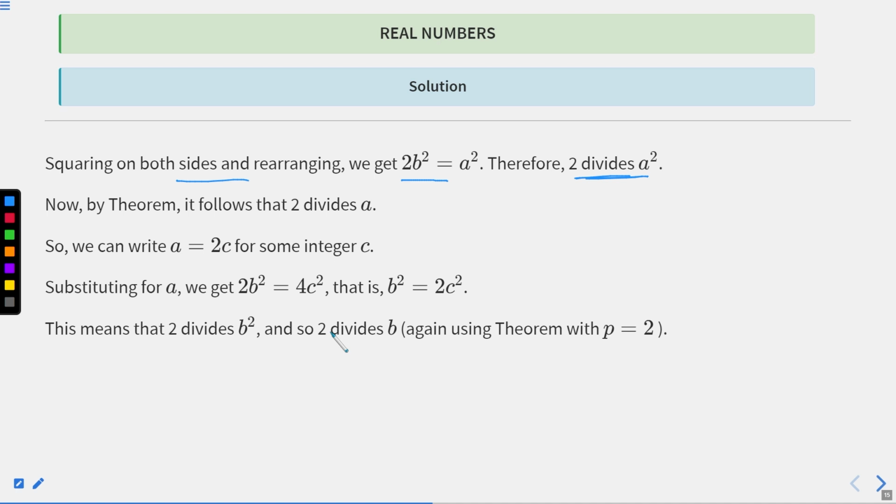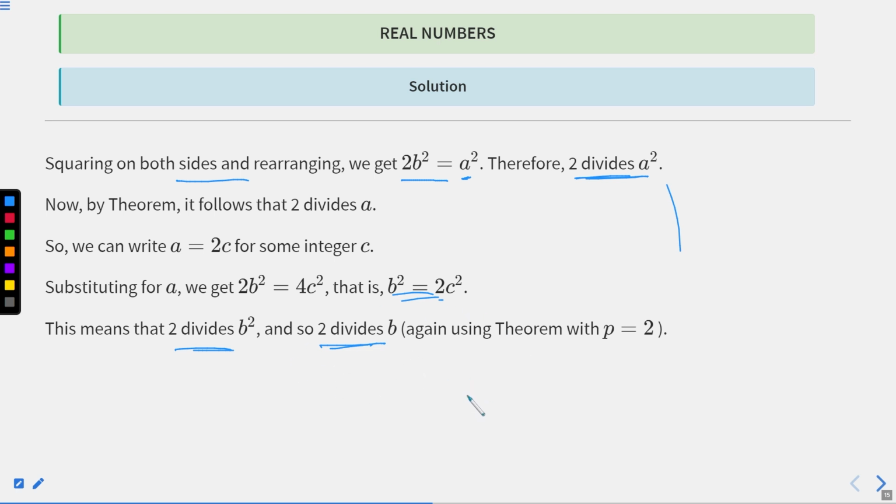If 2 divides a, we can write a is equal to 2 times some integer c. Substituting the value of a in the equation 2b squared is equal to a squared, we get 2b squared is equal to 4c squared. It implies b squared is equal to 2c squared. So this means 2 divides b squared, and by the previous theorem it follows that 2 divides b.